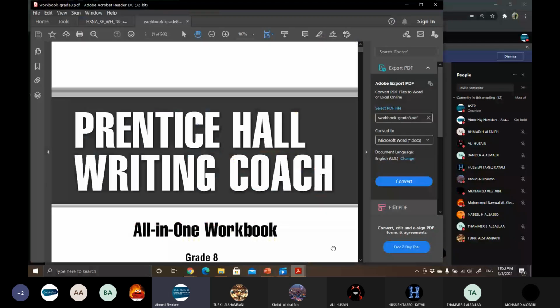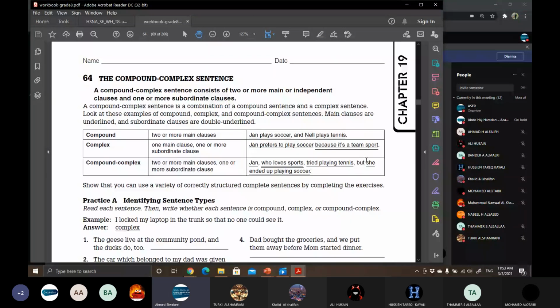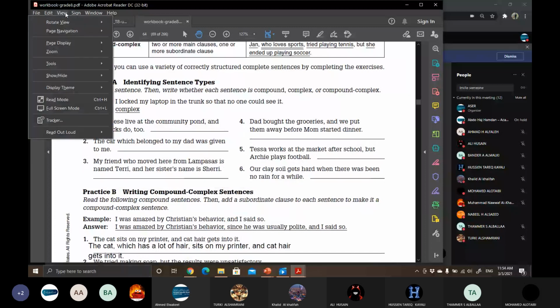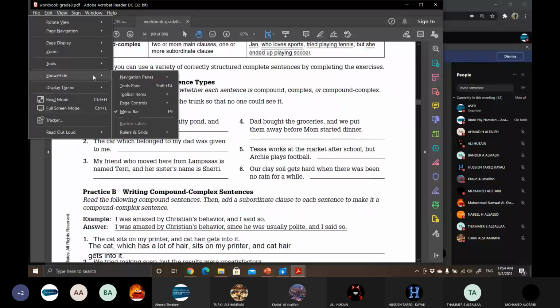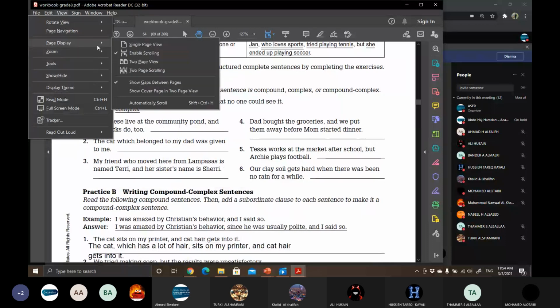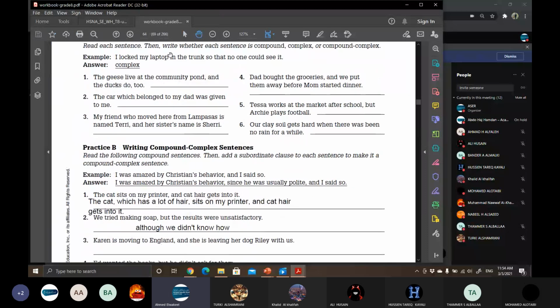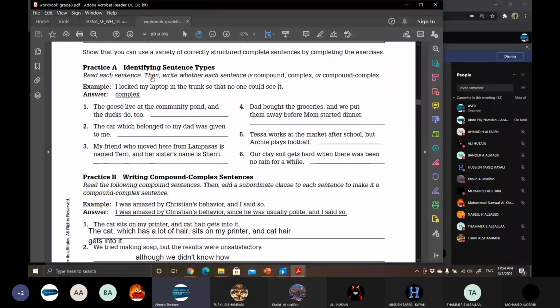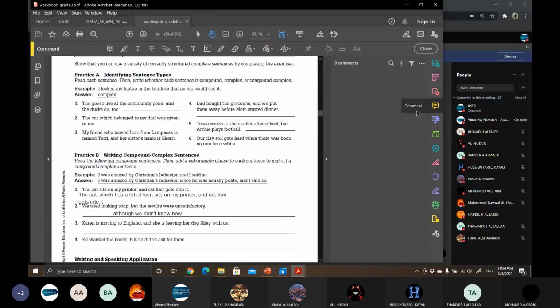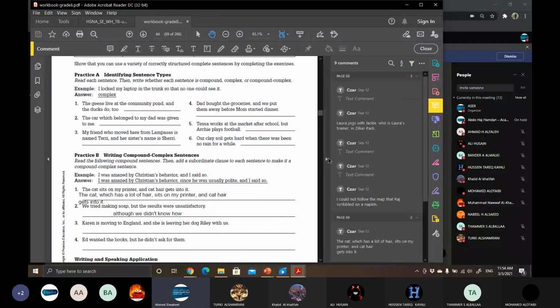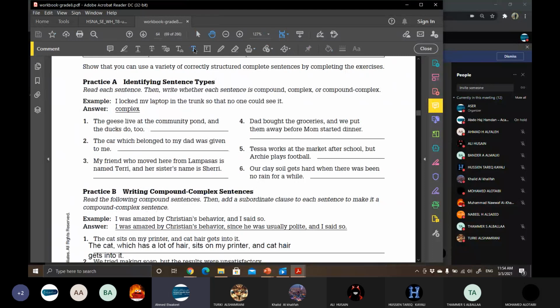Moving into your books, you will find the compound complex sentence, page 64. On page 64, we are asked in part A to read the sentence and write whether the sentence is compound, complex, or compound complex. In sentence number 1, the geese live at the community pond and the ducks do too.